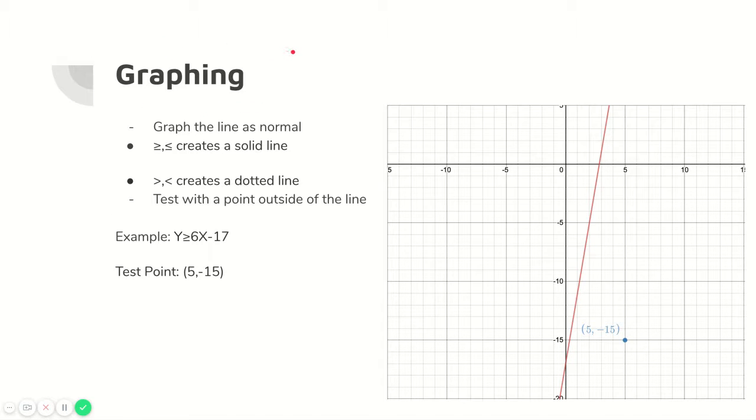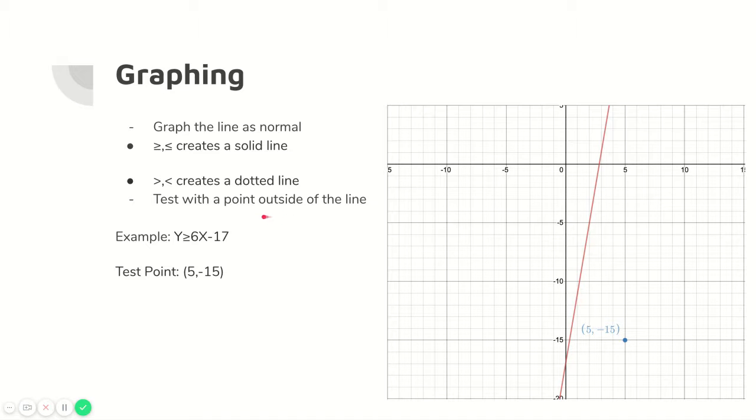So, how to graph a linear inequality. Some steps to remember are, firstly, you would just graph the line as normal, as if you don't have the inequality sign. And something to remember is that if it's bigger than or equal to or less than or equal to, it creates a solid line, but otherwise you would have to make the line dotted. And secondly, you would test it with a point outside of the line to see which side of the line is going to be shaded, which I'm going to be explaining more later.